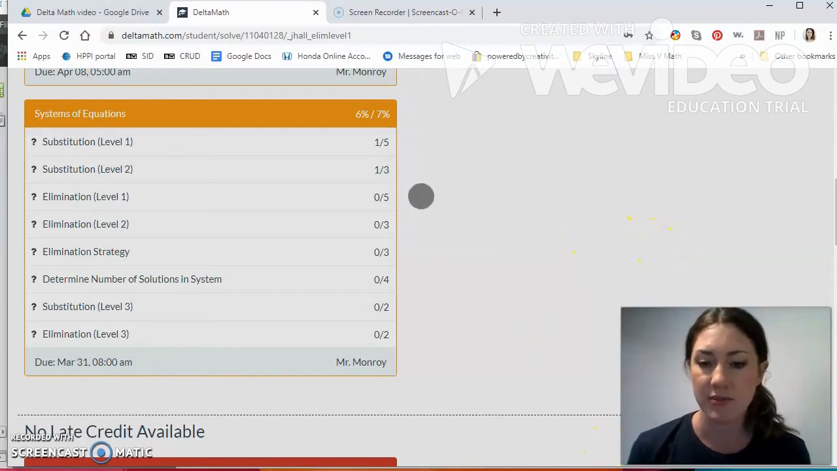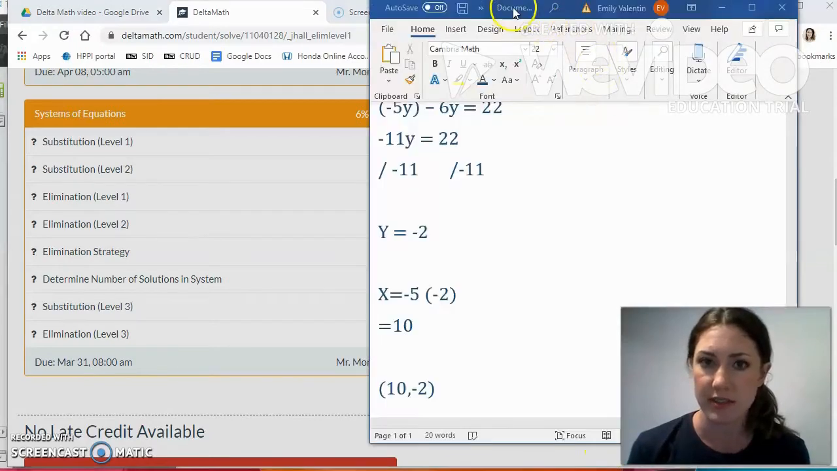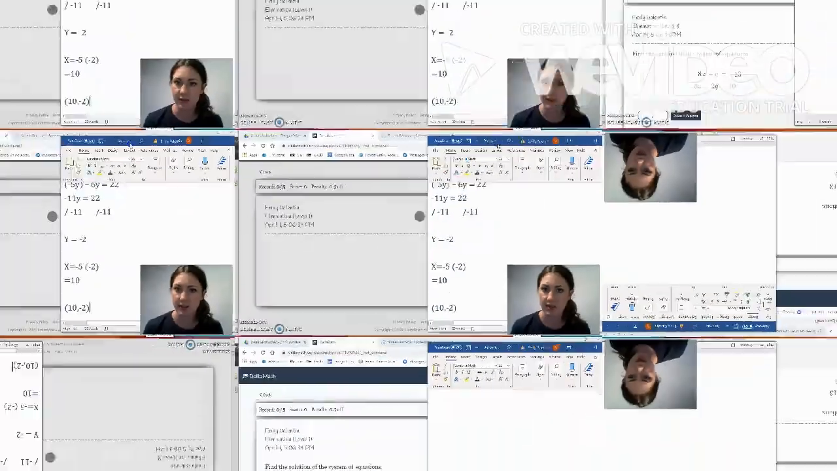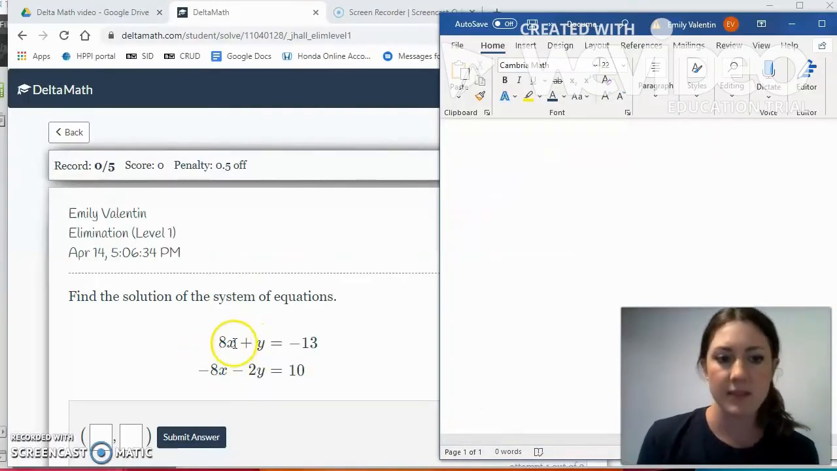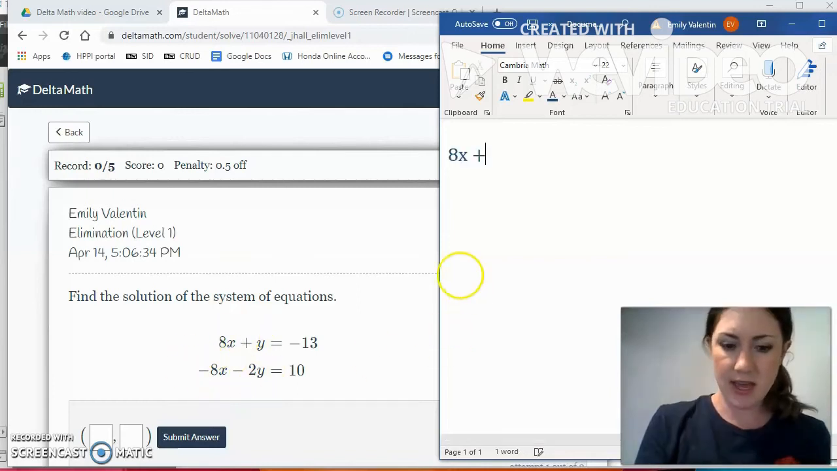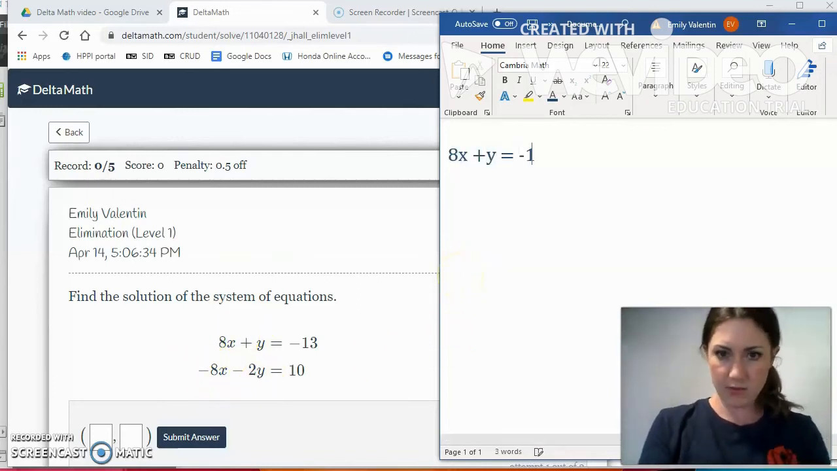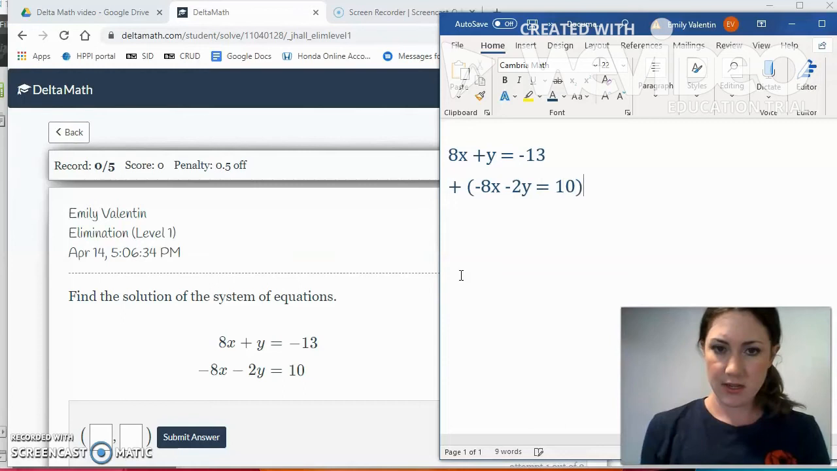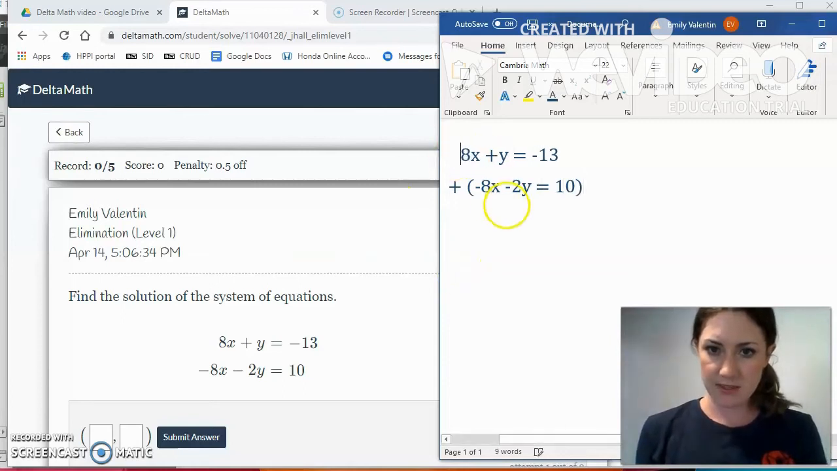Now elimination is where we add or subtract one entire equation to the other. All right, so I immediately see that this 8x and negative 8x will cancel, so I'm going to add those equations. I'm going to add one entire equation to the other. Negative 8x minus 2y equals 10. I'm just going to put a space in so that we can line it up a little bit better. Okay.